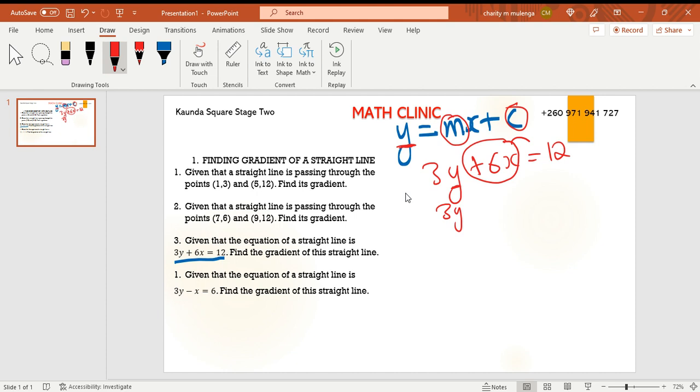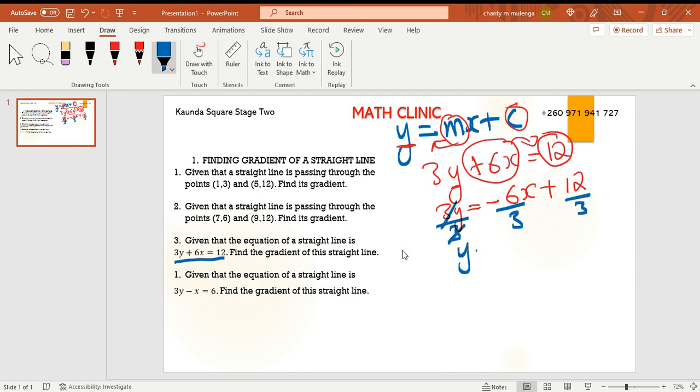When positive 6x crosses the equal sign, it changes to negative 6x. Remember, the one with the x should be next to the equal sign. Then this 12 is positive in nature. Remember, if you're given a straight line equation, you have to make y the subject in order to determine the gradient. At this point, my friends, we're going to divide the entire equation by 3. We are making y the subject because we are finding the gradient.